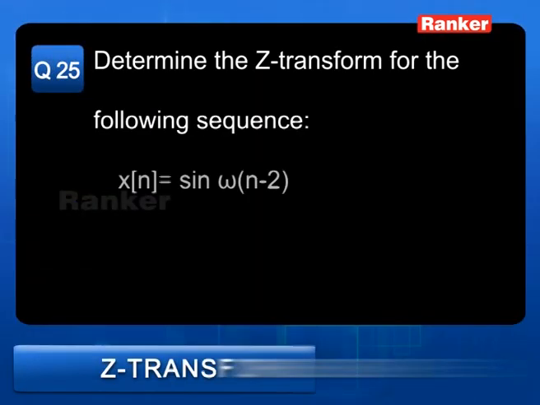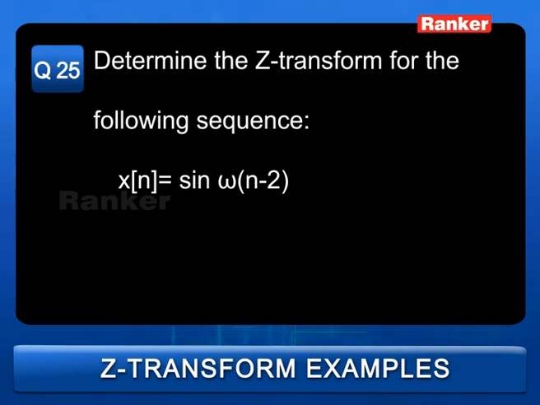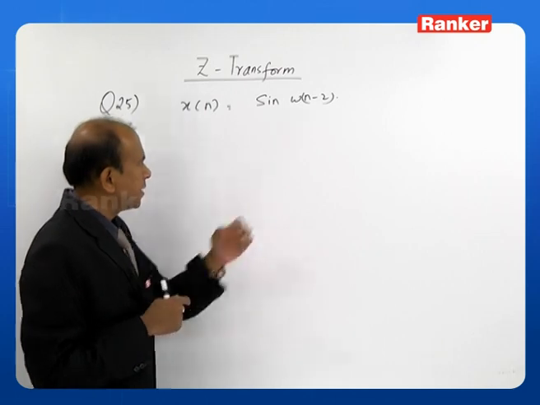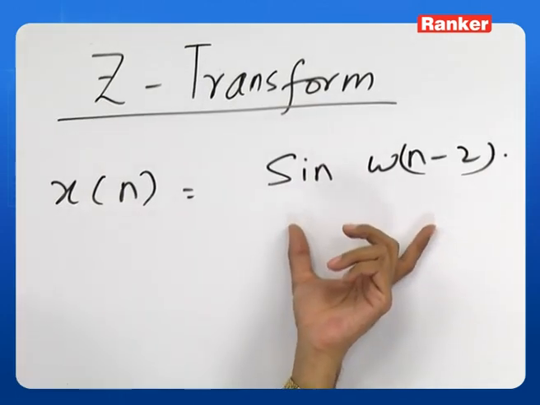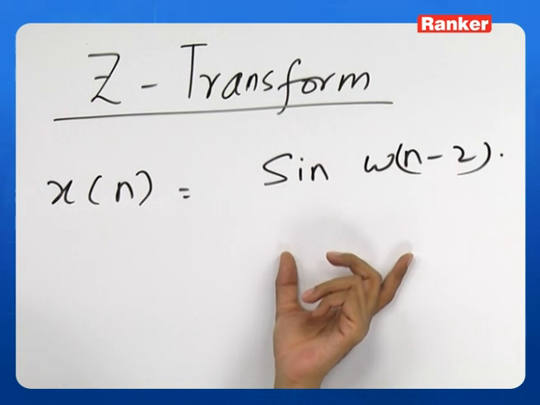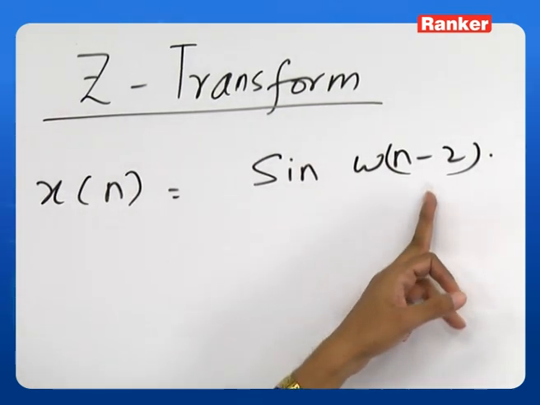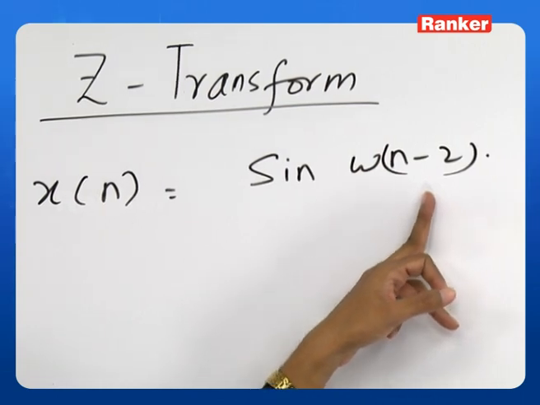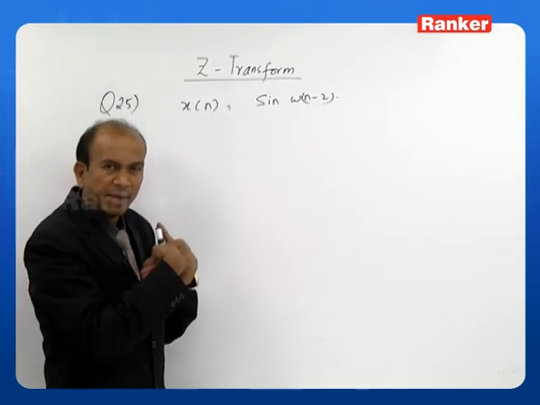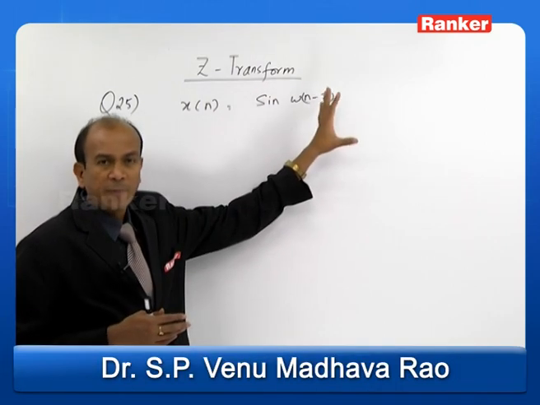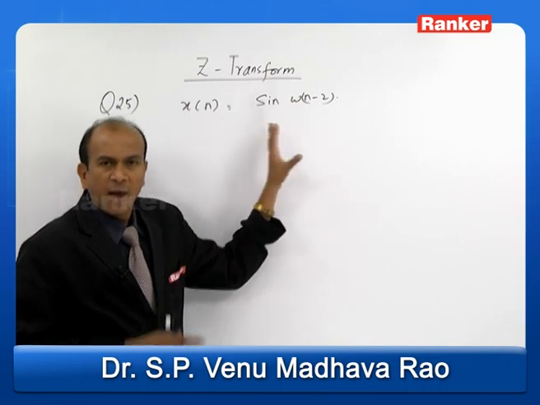Let us see the 25th problem. The 25th problem is we have to find out the z transform of x of n given sine of omega (n minus 2). So two ways of doing this. One is find out the z transform of sine omega n from the beginning, and then because there is a shift here in time domain, that will be multiplied by z to the power of plus or minus k, depending upon whether this is plus or minus k time shift. So I will apply the time shifting property, z to the power of plus or minus k times X of z.